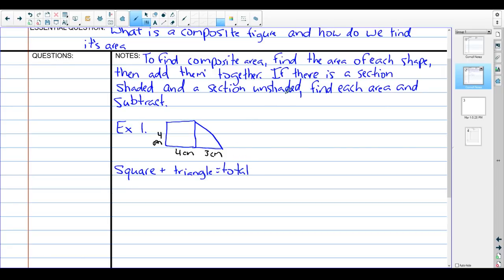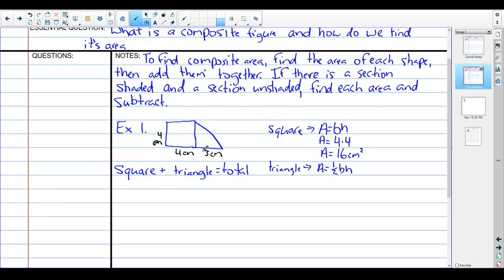So the work we have to do is find the area of a square. Our formula for square area equals the same as a rectangle. I don't think the square formula is on a formula chart, so I'll put the rectangle formula. Base times height, or just 4 times 4 equals 16 square centimeters. Okay, then we need the area of the triangle. And that formula, A equals 1/2 base times height.